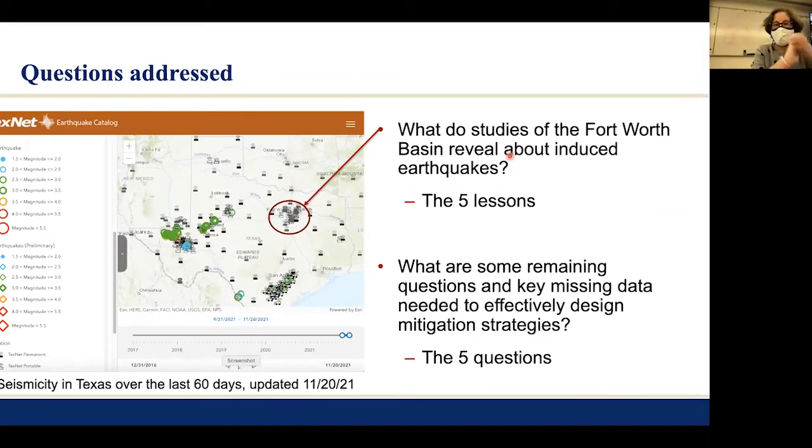So again, I'm going to focus today on the Fort Worth Basin, and the way I have this organized is 5 lessons we've learned from the Fort Worth Basin induced earthquakes. And then I'm going to present 5 conundrums that we can't answer with the data set in the Fort Worth Basin. And I'll explain why the Fort Worth Basin data set and the SMU catalog is not appropriate as we go along. And then this is just a snapshot of seismicity in Texas over the last 60 days. I updated it, I think on the airplane on the way here. So it should be fairly recent.